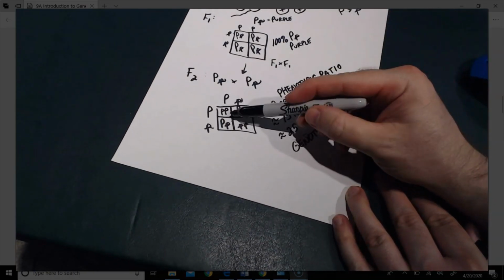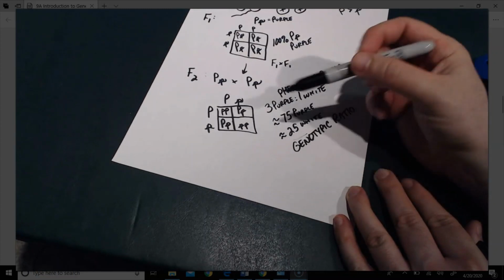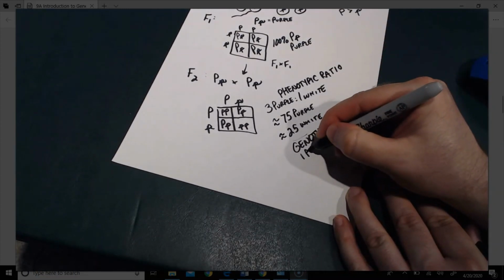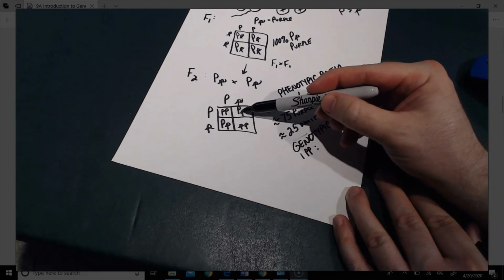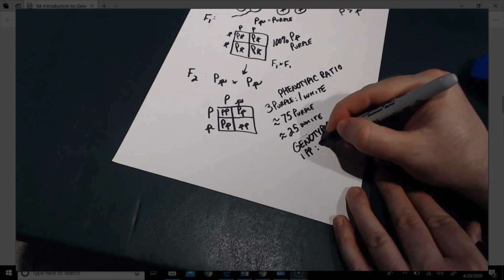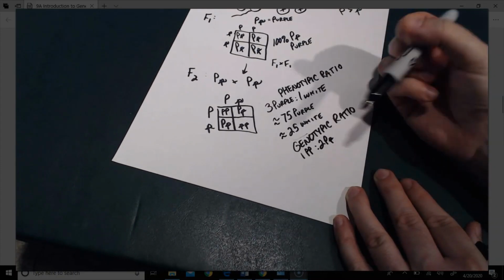How many big P's could we possibly get from these parents here in the F2? 1. 1 big P. How many big P, little p's could we get? Well, we can get this one or this one. That's 2. And how many little p's could we get? Well, just 1.